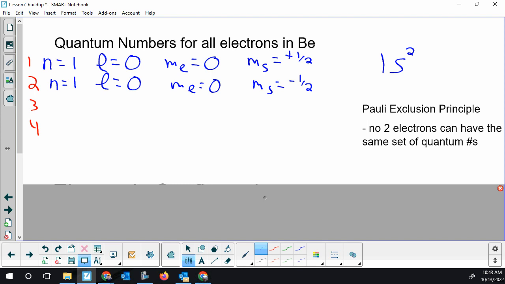Now beryllium has 4 electrons. It's atomic number 4, so we have to keep going. There are no more possible quantum numbers allowed for n equals 1. We can't have n equals 1, l equals 1. There's no p orbitals. So we've got to move to n equals 2 for our third electron.